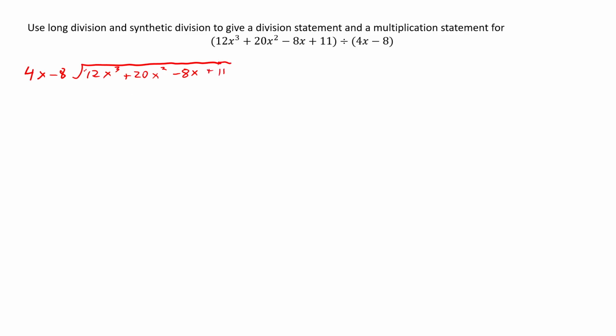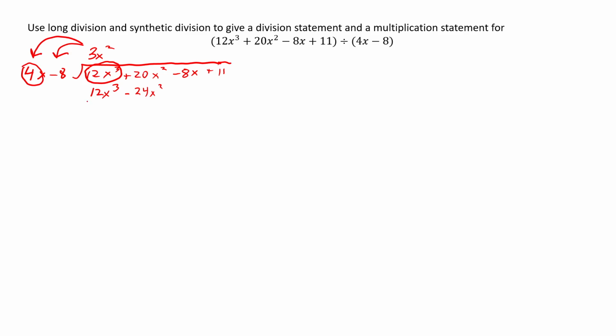So we begin by determining what 12x cubed divided by 4x is. That is equal to 3x squared. We take that 3x squared and we distribute it to both the 4x and the negative 8. 3x squared times 4x is 12x cubed. 3x squared times negative 8 is negative 24x squared.